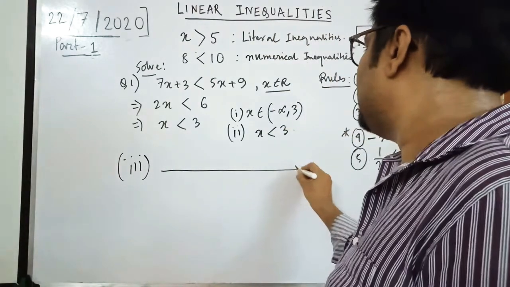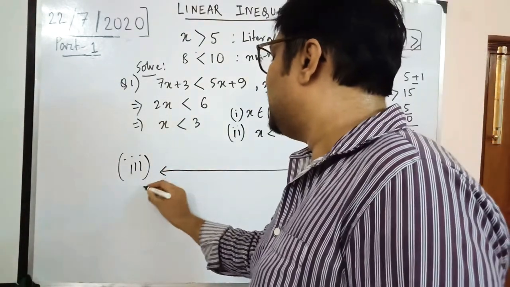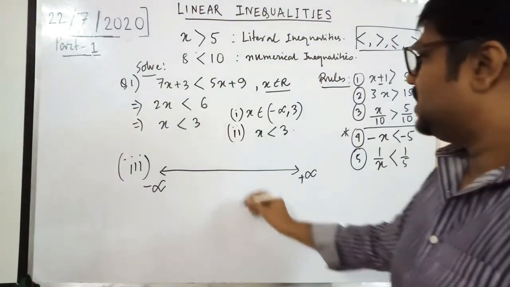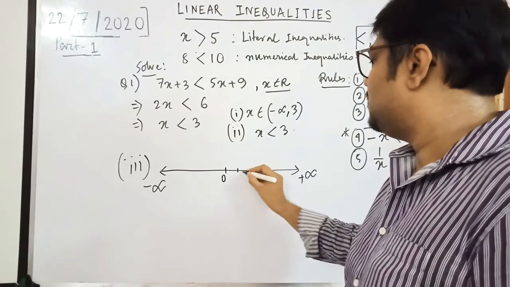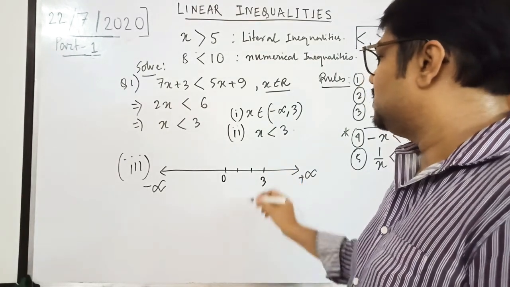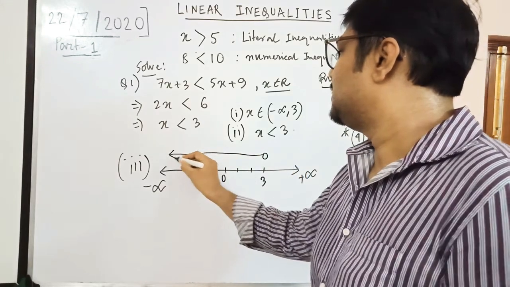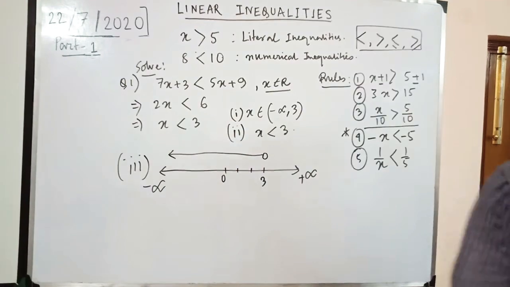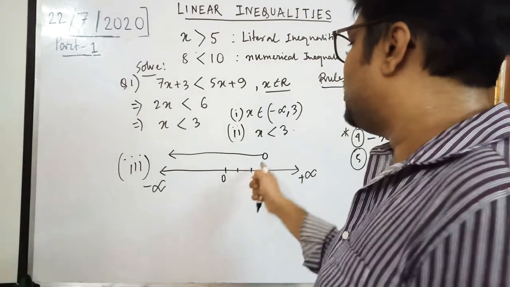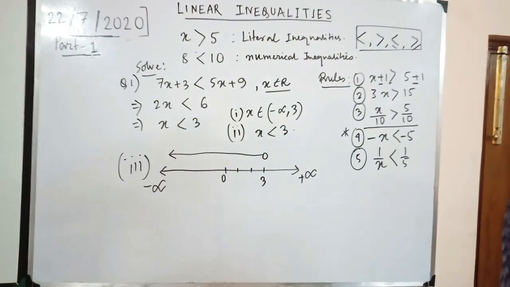So what you can do, you can draw a number line with plus infinity and minus infinity on both sides. Say there is a 0 over here. So 1, 2, 3. So this is 3. So you can write something like this. So this is a kind of solution also. That means 3 onwards, it's a hollow bubble, you can understand. So this is a representation on the number line.